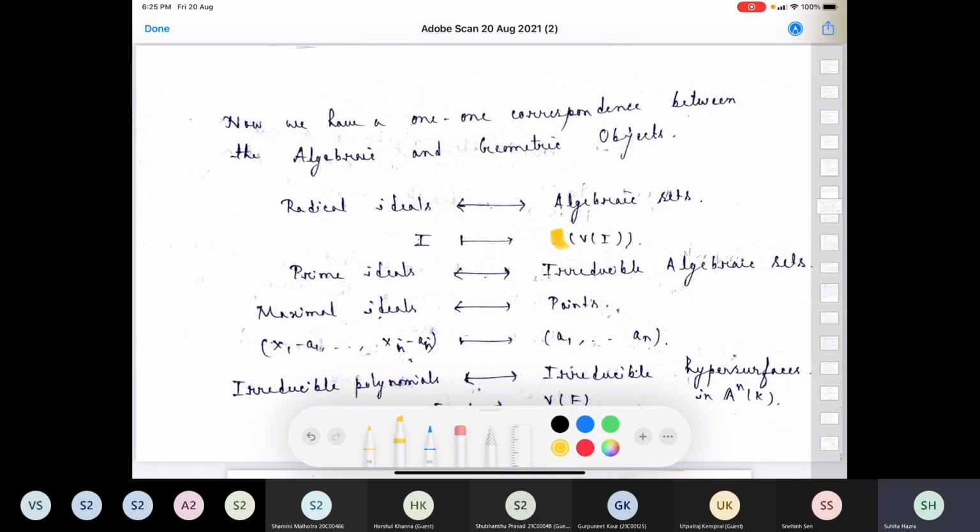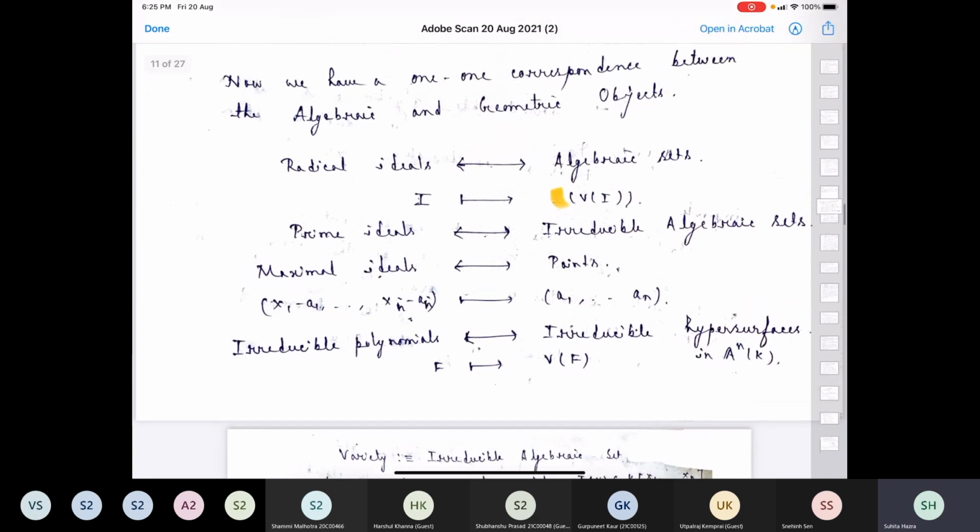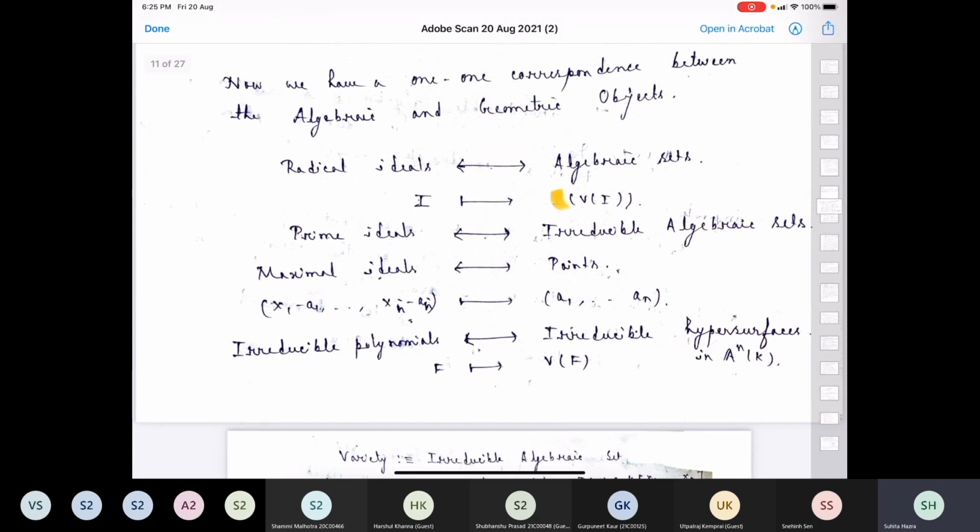And irreducible polynomials go to irreducible hypersurfaces in A^n(k), that is, f goes to V(f). Irreducible polynomials give us the factorization of any polynomial. Here the irreducible hypersurfaces give us the irreducible decomposition of any algebraic set.